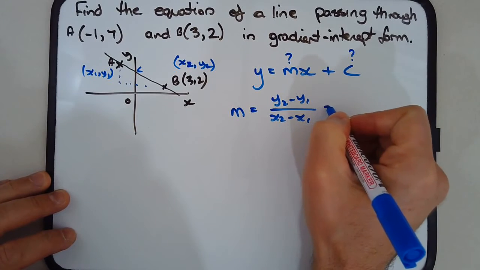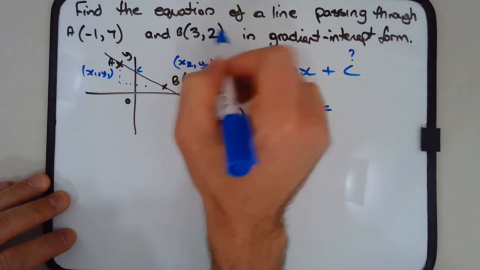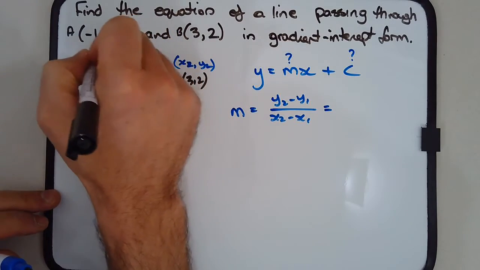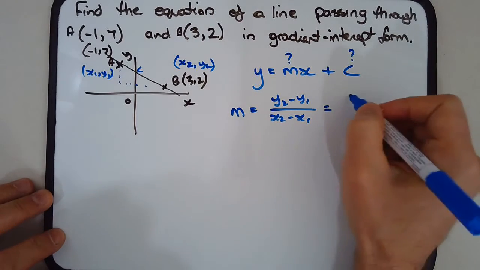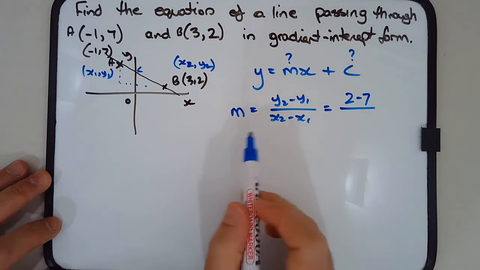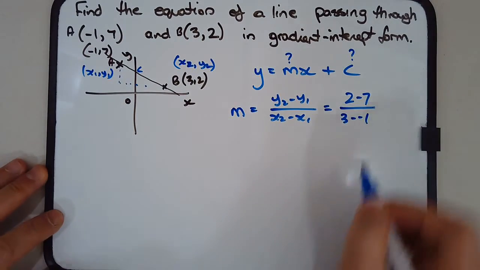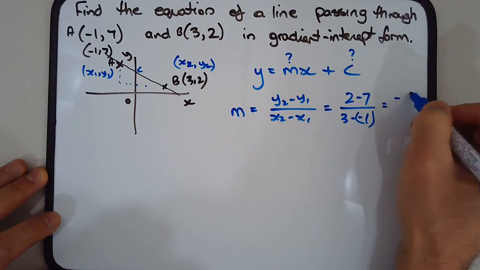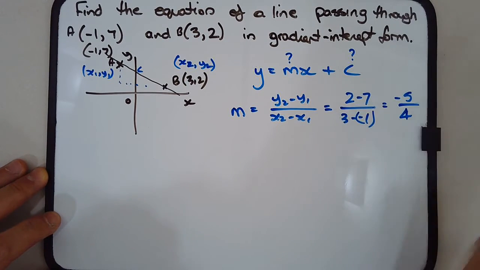So y2 minus y1 is going to be 2 minus 7. I'll put the coordinates here as well. So this is negative 1 comma 7. So 2 minus 7 over x2 minus x1, so 3 minus minus 1. 2 minus 7 is equal to negative 5. Minus negative 1 is 3 plus 1, so double negatives make it positive. It's going to equal 4. So the gradient's negative 5 on 4.